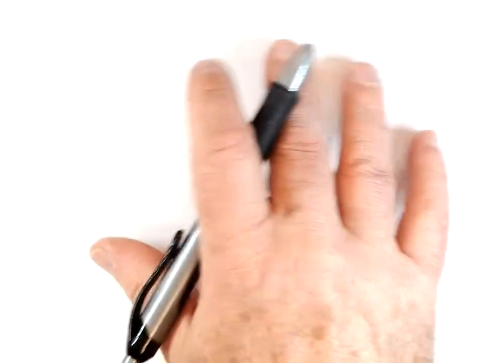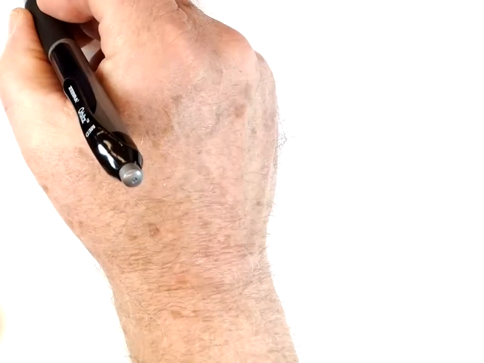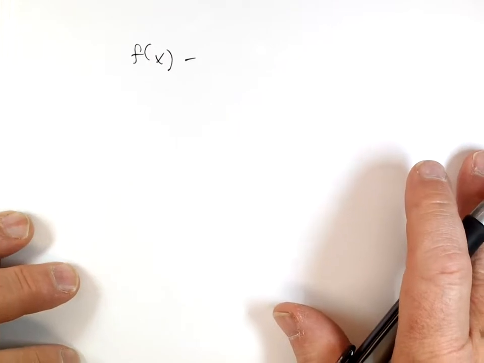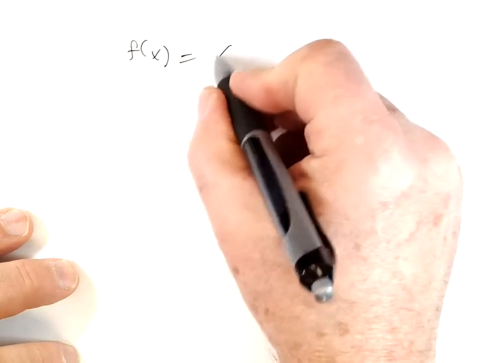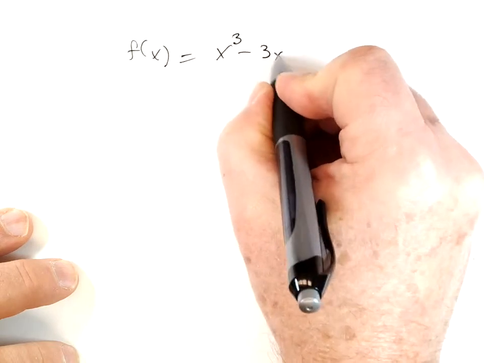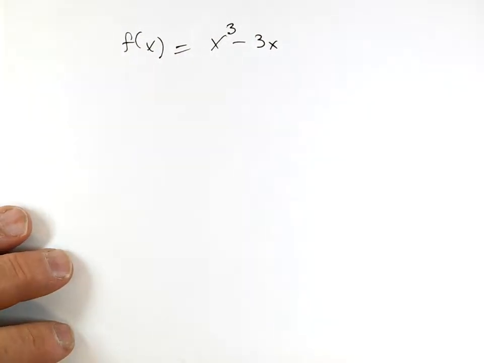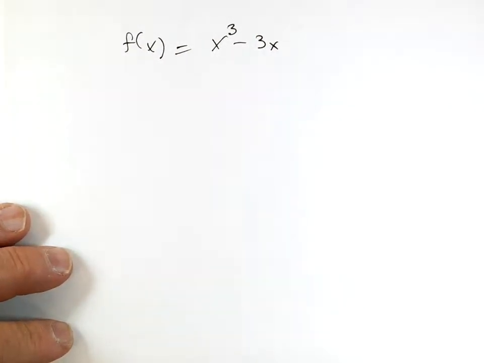Okay, this is second section, 3 through 6. We're given a polynomial, f of x equals x cubed minus 3x. We know what we're going to have to do. We're going to have to find the first and second derivatives, determine where they're positive and negative, and equal to 0 in order to answer these questions.